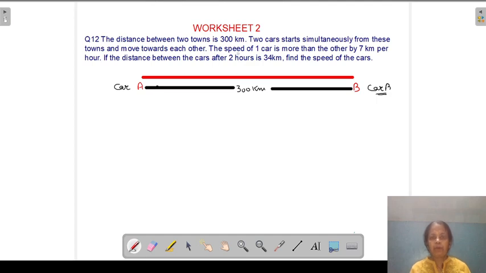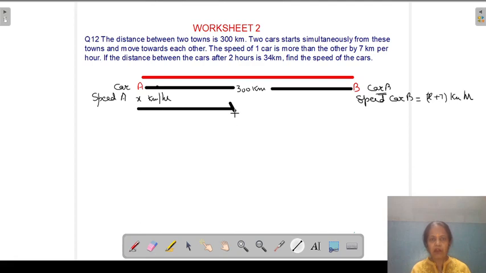Now the speed of one car is more than the speed of the other car by 7 kilometers per hour. So let the speed of car A be x kilometers per hour, and the speed of car B is 7 kilometers per hour more, x plus 7. Now, they are moving towards each other: from town A, the car moves in this direction, and from town B, the car moves towards each other.